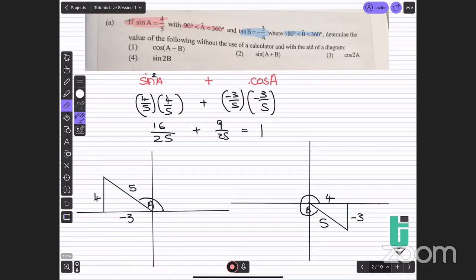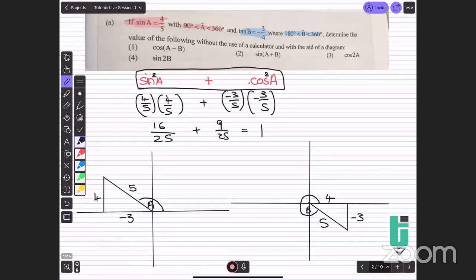So what does that make that? Cos squared. And what do you know about sine squared A and cos squared A? It is equal to 1. Okay, so that's just bringing it all together for you. Okay, so you can see that.